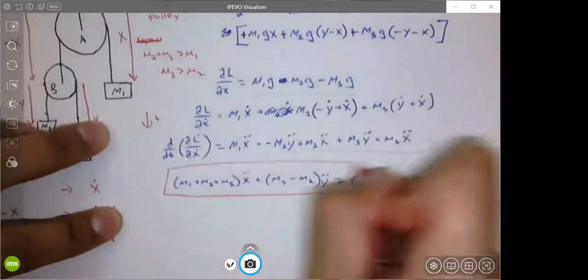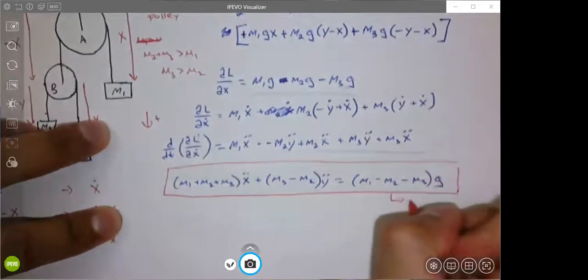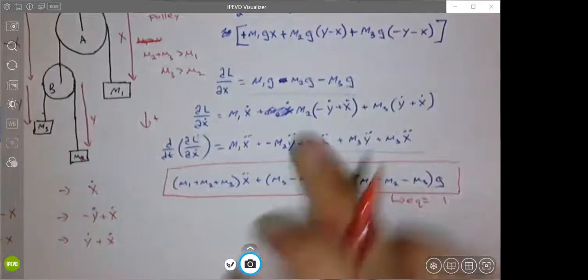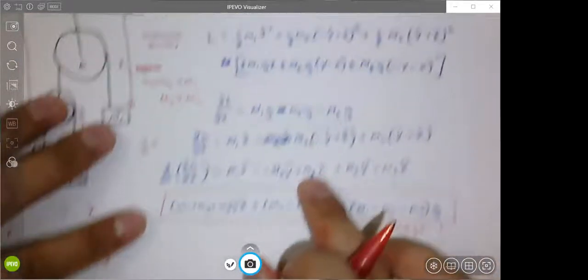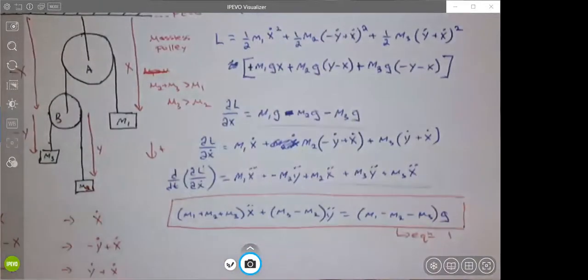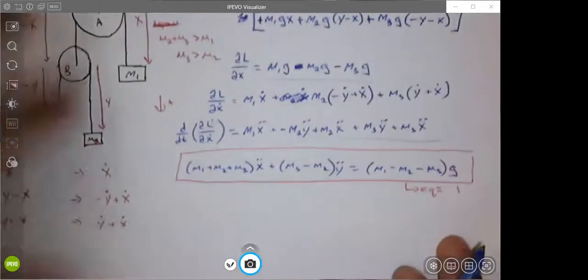Great. So this is equation 1. We're going to repeat what we just did here, but now we're going to do it with respect to y and y dot. So let's work that out.